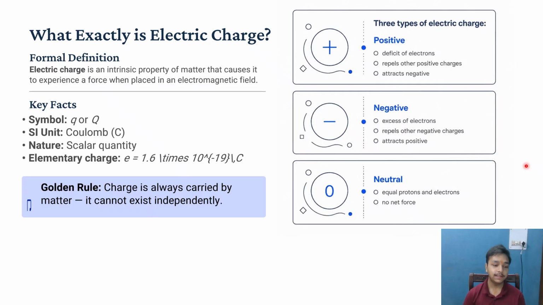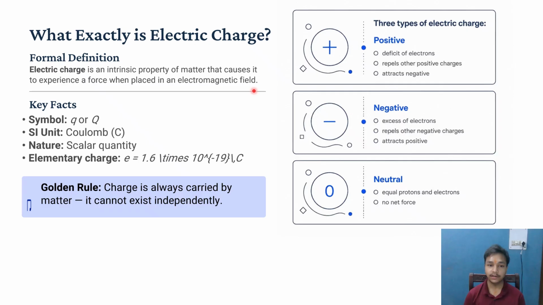What exactly is the electric charge? As per the slide, the definition is that electric charge is an intrinsic property of matter that causes it to experience a force when placed in an electromagnetic field. So what are the key facts? We use the symbol Q for charge, or it can be small q, or the capital Q. Then the SI unit of charge is the coulomb, denoted by the letter C. And the most important thing, it is a scalar quantity.